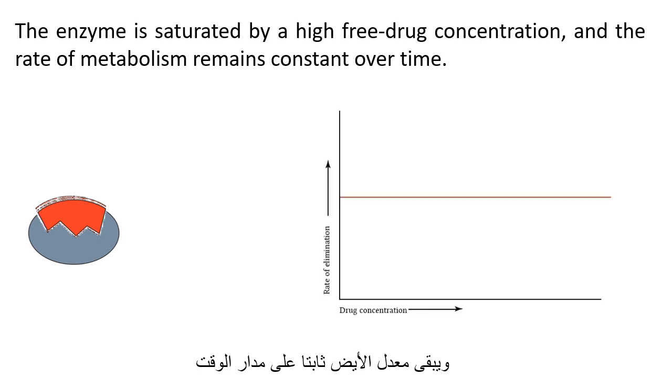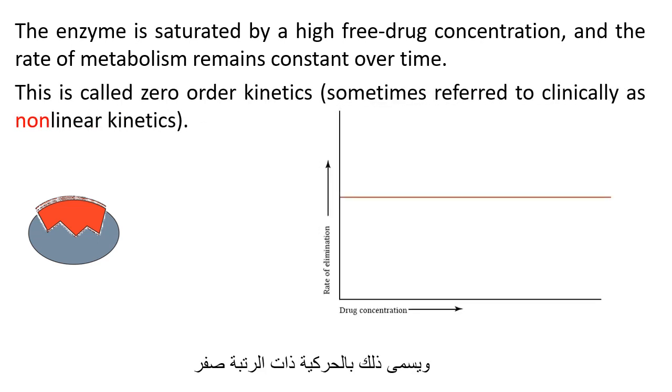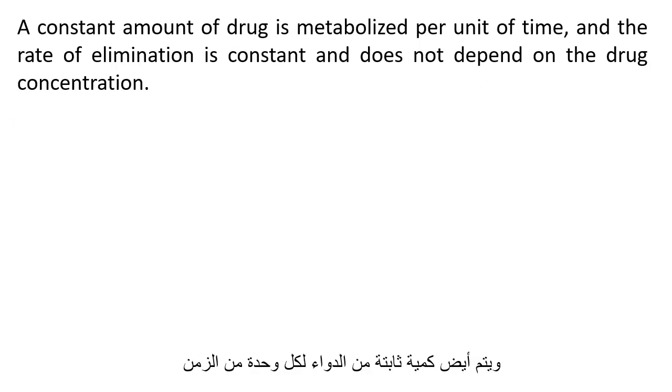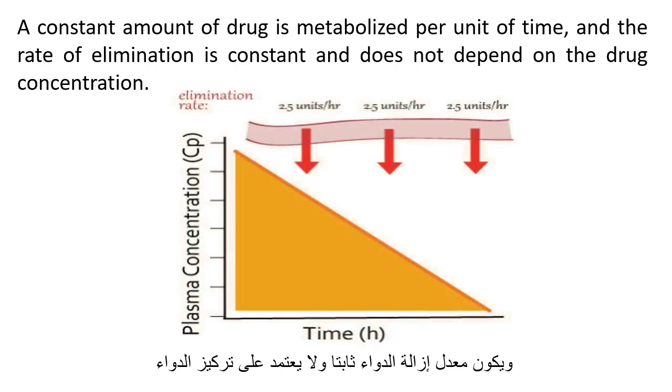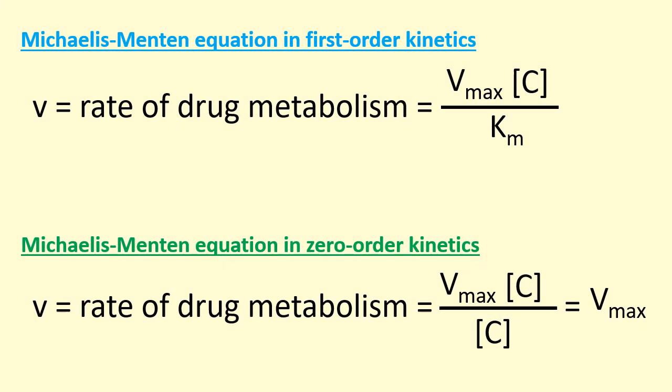The enzyme is saturated by a high free drug concentration, and the rate of metabolism remains constant over time. This is called zero-order kinetics, sometimes referred to clinically as nonlinear kinetics. A constant amount of drug is metabolized per unit of time, and the rate of elimination is constant and does not depend on the drug concentration. Note the difference.